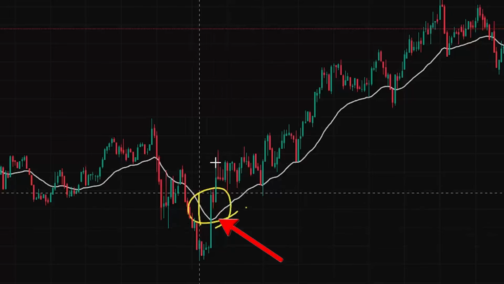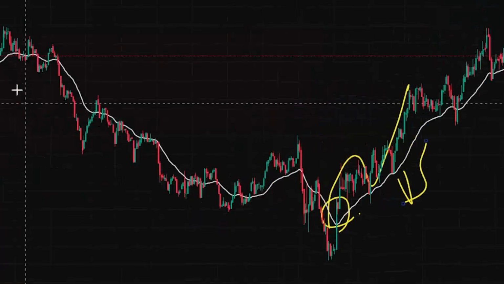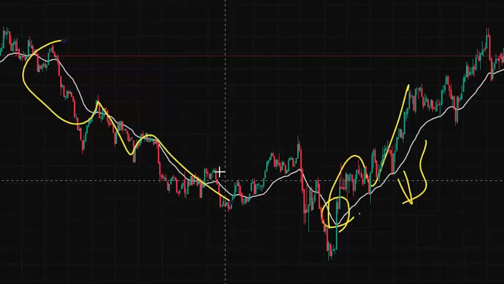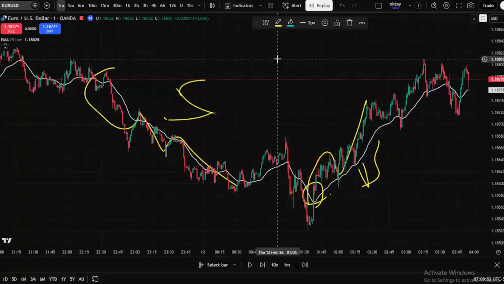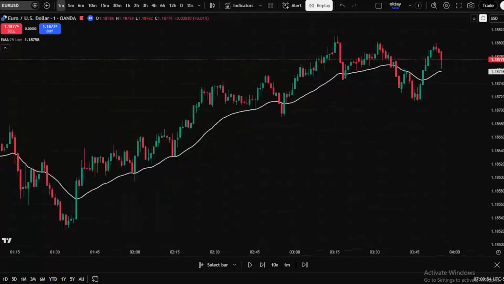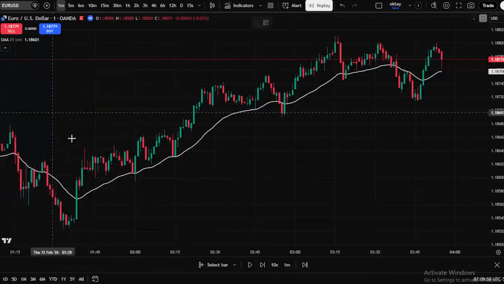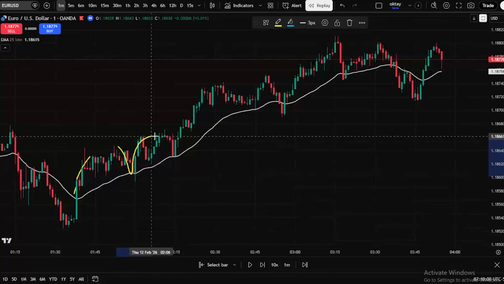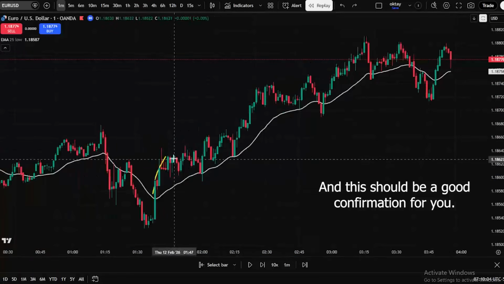The rule is very simple. If the price is above EMA25, we only look for long positions. If the price is below EMA25, we only look for short positions. This simple rule prevents us from trading against the market, because the biggest mistake scalpers make is trading against the short-term trend.